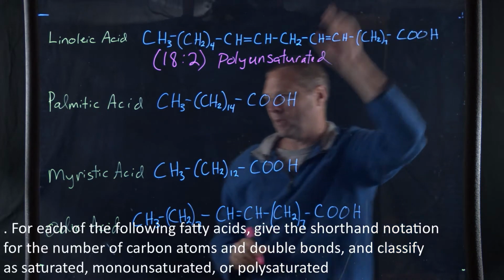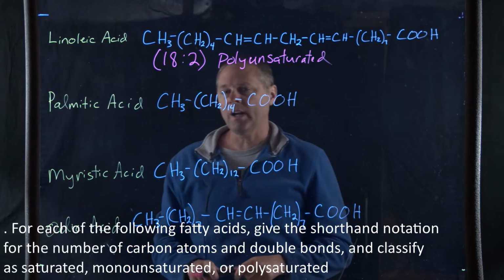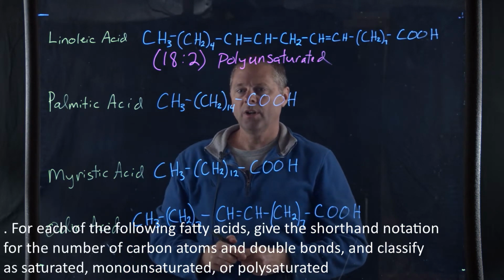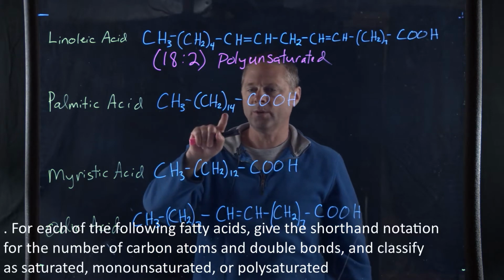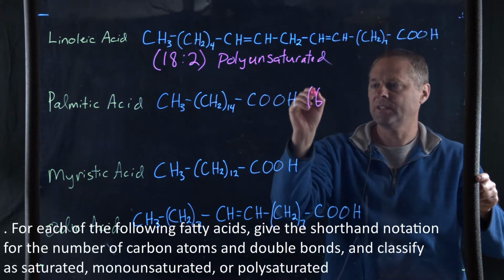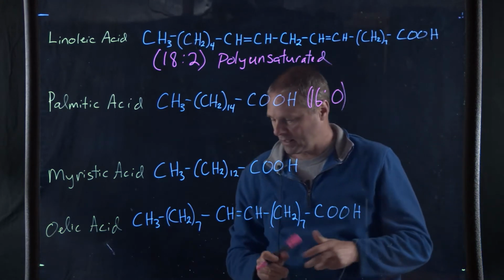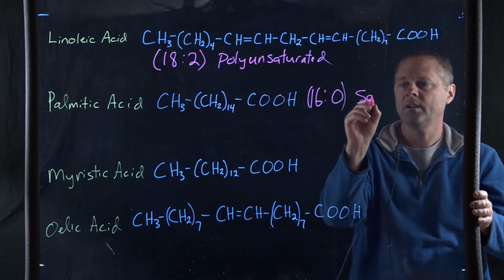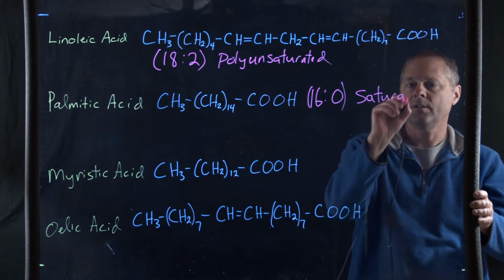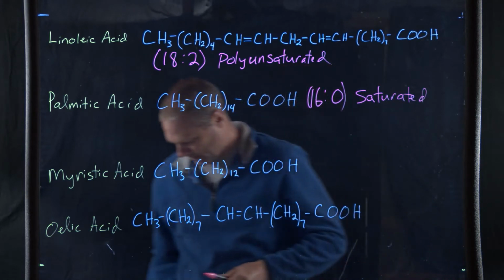All right. Let's go down to palmitic acid. We count the number of carbon atoms. Here we have 1 plus 14 is 15, so this gives us 16. So this is going to be 16, 0. There are no double bonds, and so this is going to be saturated.